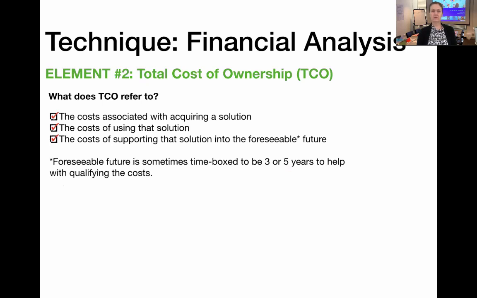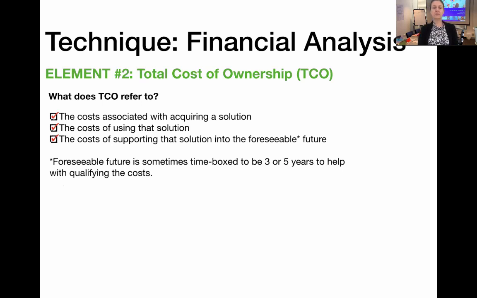So element 2, here we're looking at the total cost of ownership. So what does TCO refer to? This is basically the costs associated with acquiring the solution, the cost of using that solution, and the cost of supporting that solution into the foreseeable future.